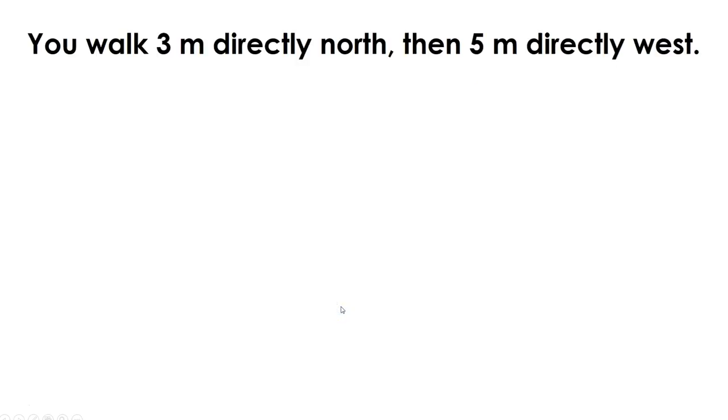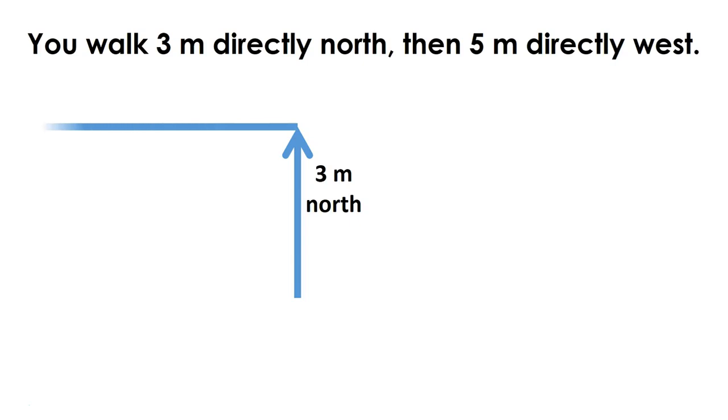Next thing we're going to do is practice with the Pythagorean theorem. Hopefully you remember this from math class, so I'm not going to go through it too slowly. But remember, Pythagorean theorem is a squared plus b squared equals c squared. So you walk 3 meters directly north, and then 5 meters directly west.